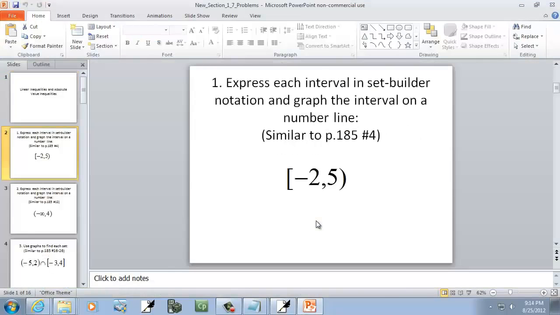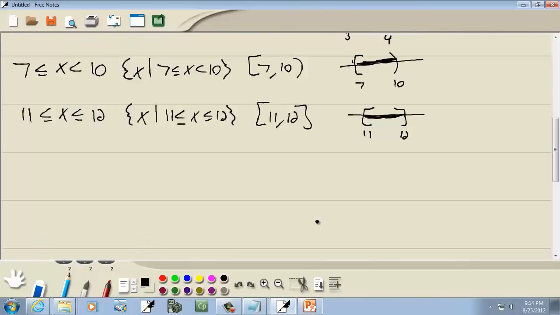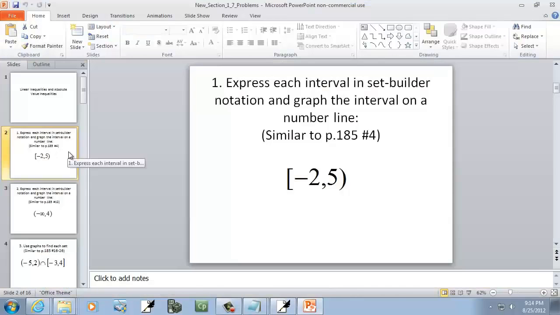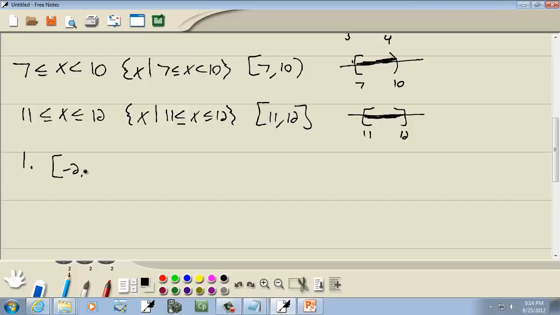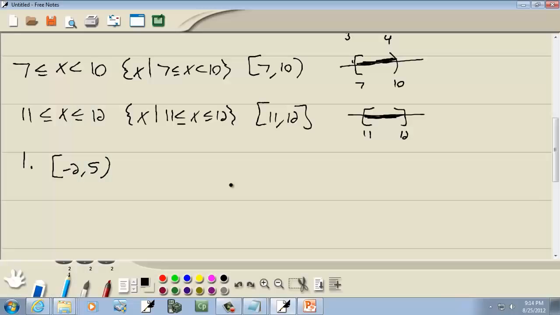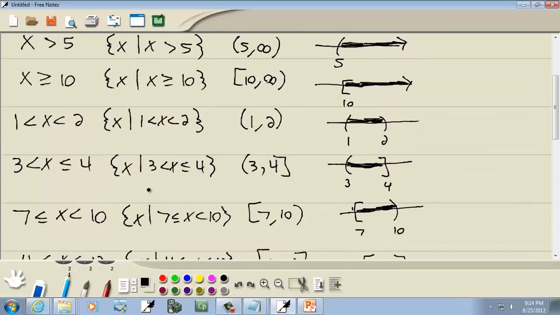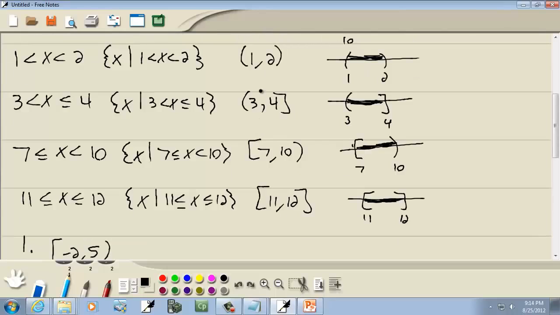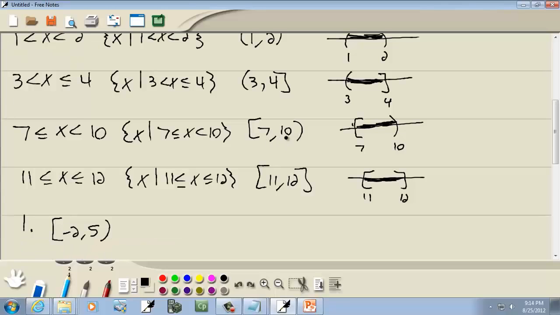Now let's look at our first problem. Okay, express each interval in set builder and graph. Well, here we have two numbers. Then we have bracket and parentheses. So I come up here. The ones that are two numbers are these bottom four, and I'm looking for a bracket parentheses, which would be the 7 and 10 form. So it's going to look like that.